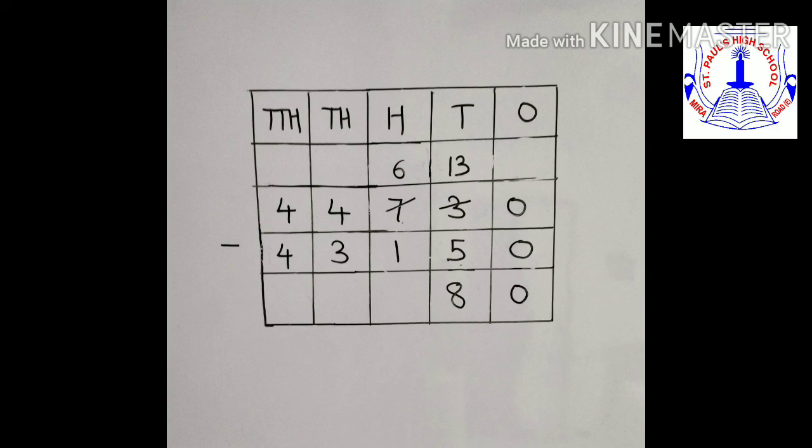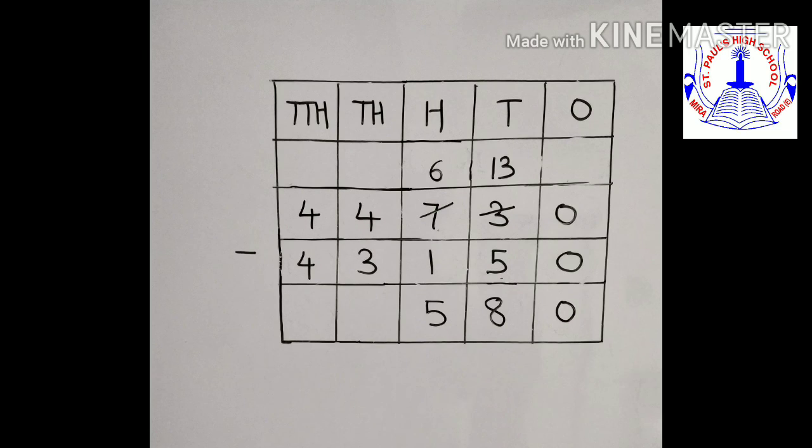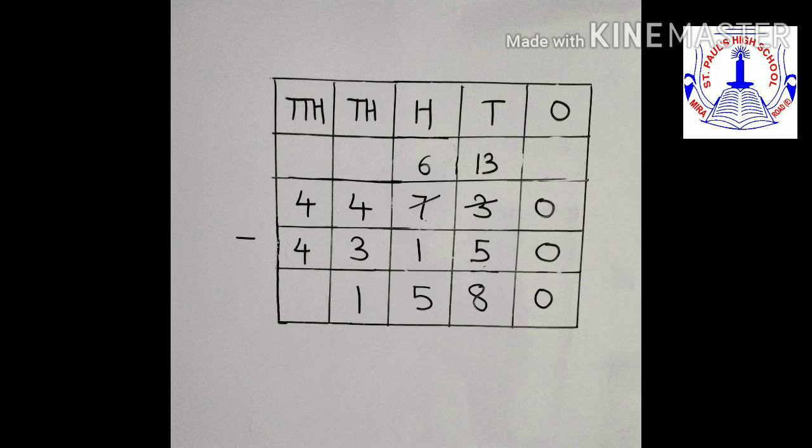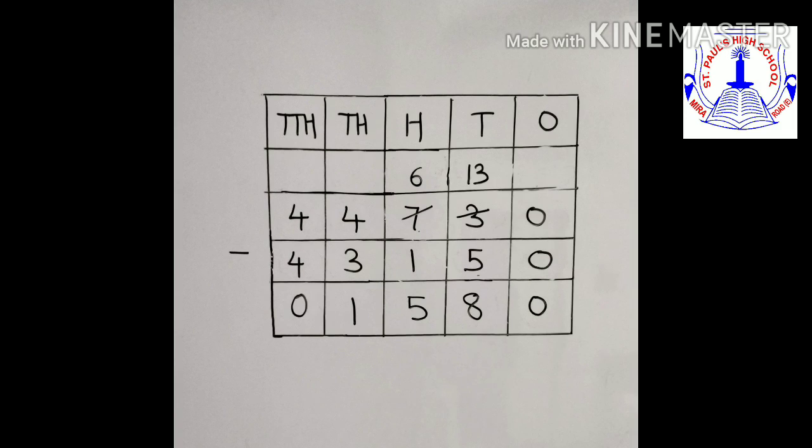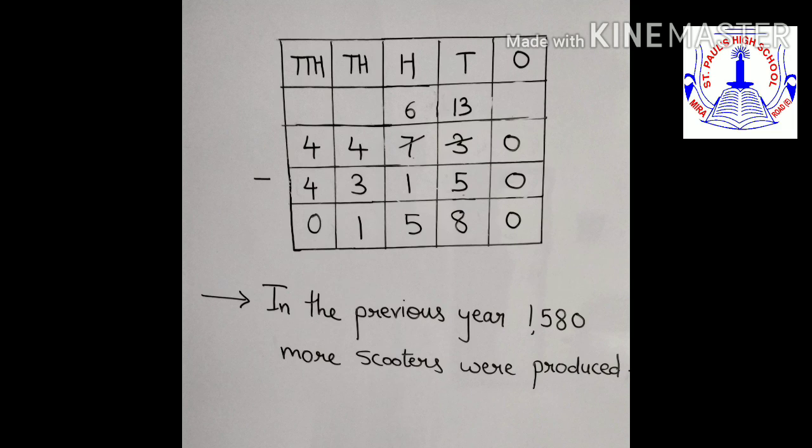In the hundreds column, 6 minus 1 is equal to 5. In the thousands column, 4 minus 3 is equal to 1. And in the 10,000s column, 4 minus 4 is equal to 0. So our final answer is in the previous year, 1,580 more scooters were produced.